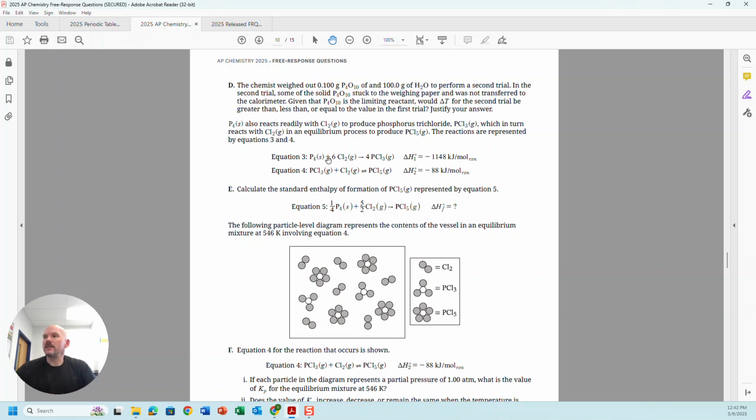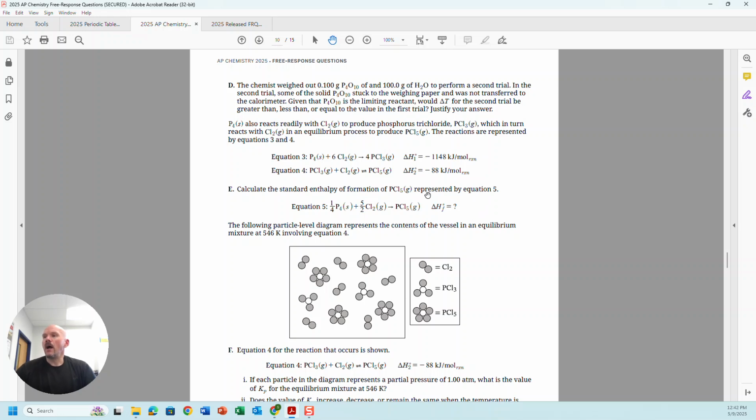But really, you just need to figure out how to get these equations to add up. So remember, if you reverse a reaction, you flip the sign of delta H. If you cut a reaction in half, divide it by 4, divide it by 5, divide it by 6, you do the same thing to the delta H value. And then once you get the two equations to add up to the overall equation, you just add up your new delta H's to get the delta H of that reaction, right?